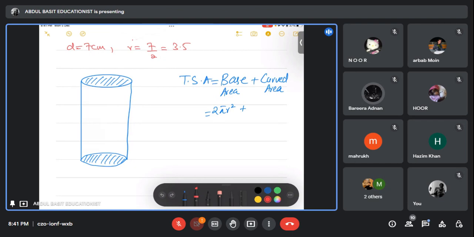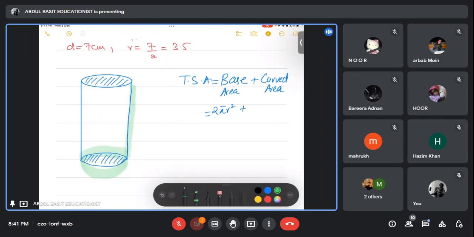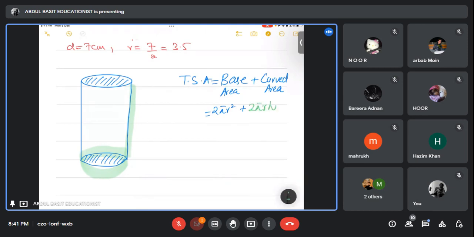So curved surface area, we know that, and for curved surface, what do we need? For curved surface we need the circumference of the circle times height. So I'll write it in green, it will come in the notes. Circumference of the circle is 2 pi r, times the height. That's how we can paint any cylinder, or calculate the total surface area of the cylinder. Agree? Is this clear?